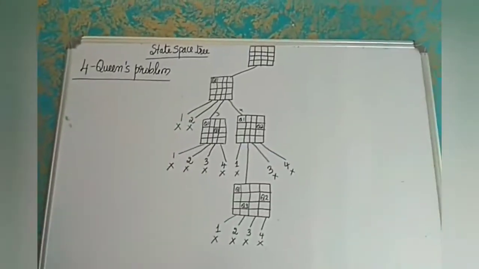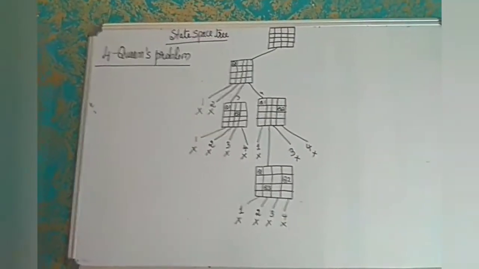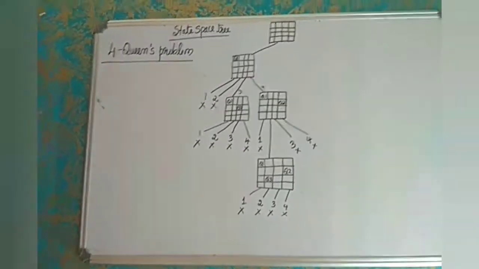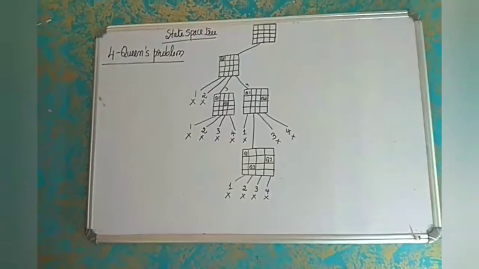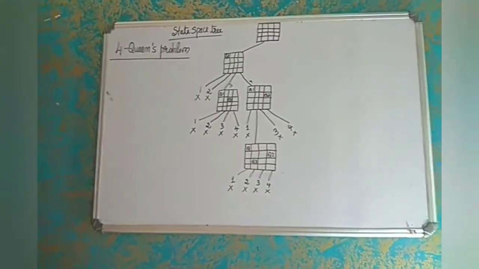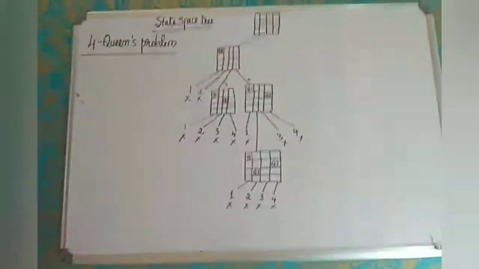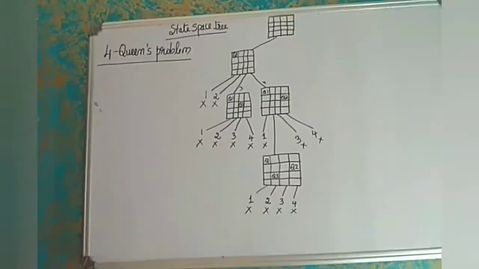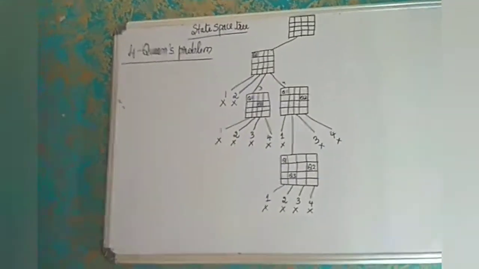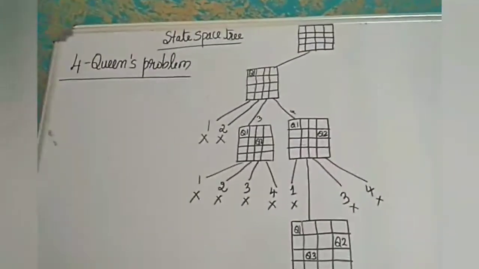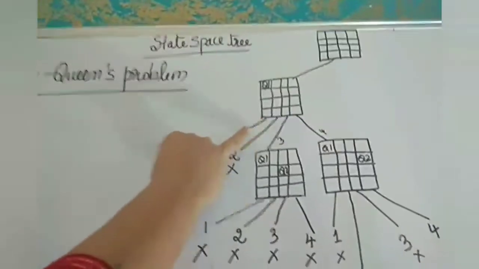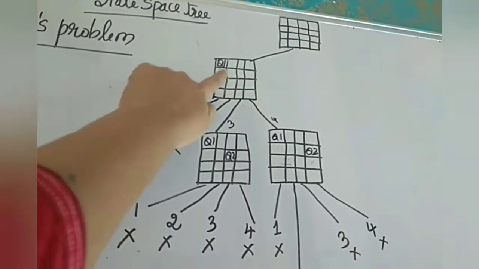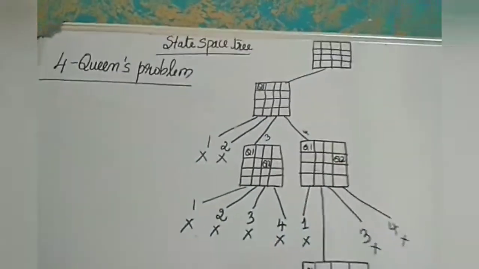Yes, one queen is placed. We have a total of 4 queens: Q1, Q2, Q3, Q4. Q1 is already placed. Now where do we place Q2? Again, we are sure about the row. It should be placed in the second row, but which column? We'll check whether we can place it in the first column. Can we place Q2 in the second row, first column?